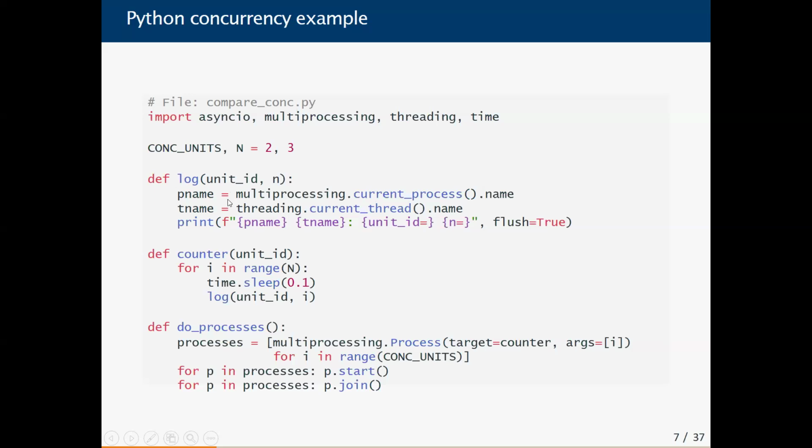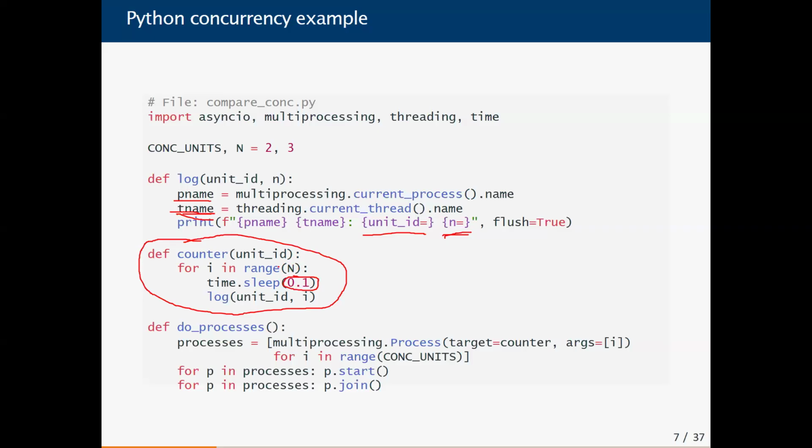The first function is a logging function. It will show you two things: the process name and the thread name. Then it will show you the unit ID and the processing number. We are going to do a very simple task, counting in a range of n, counting numbers with a processing time of 0.1 seconds.